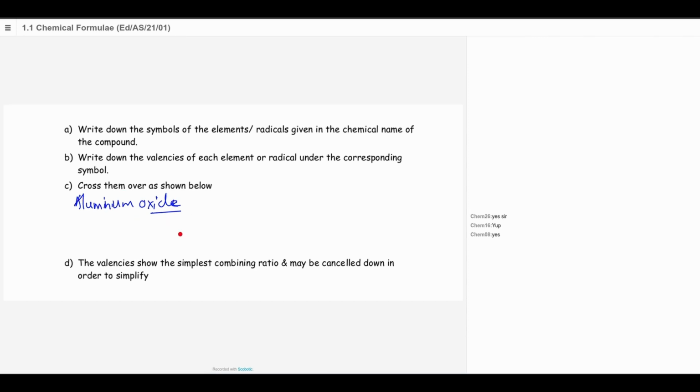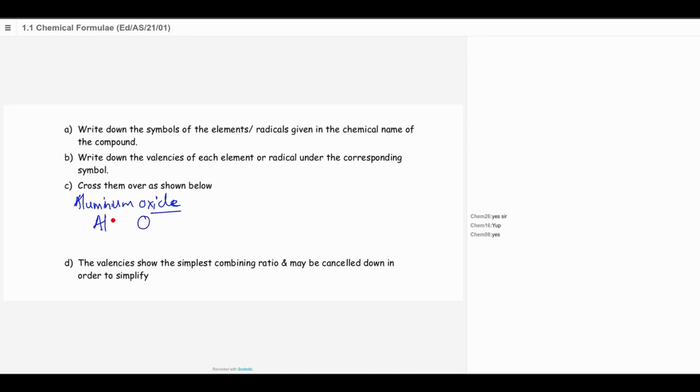So when it comes to aluminium oxide, why is it oxide and not oxygen? I'll explain shortly why we say oxide. The first step would be to write the symbol of the element. So aluminium is Al, oxygen is O.